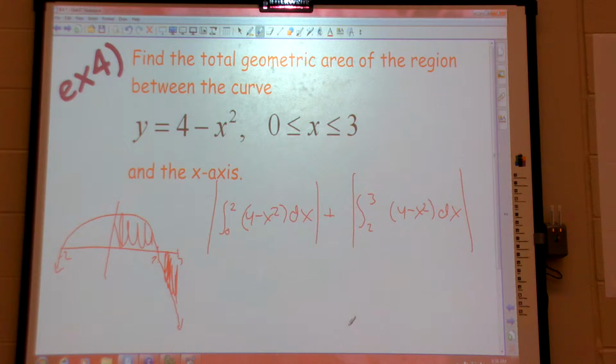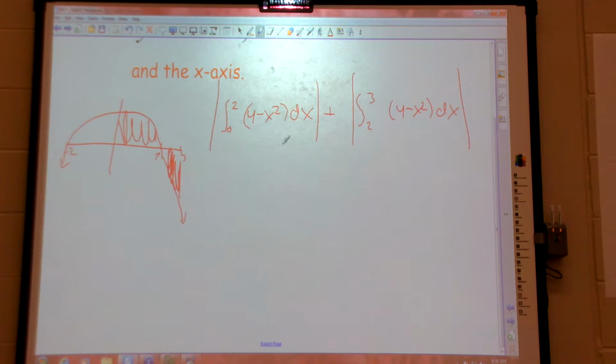Does that make sense? Basically, if I take the absolute values, it's saying I don't want to look at those negatives. I don't want them to cancel out. So, let's go ahead and work this. What's my antiderivative? 1/3 x cubed. Evaluate it from 0 to 2. And I'll work on the other one in a second.